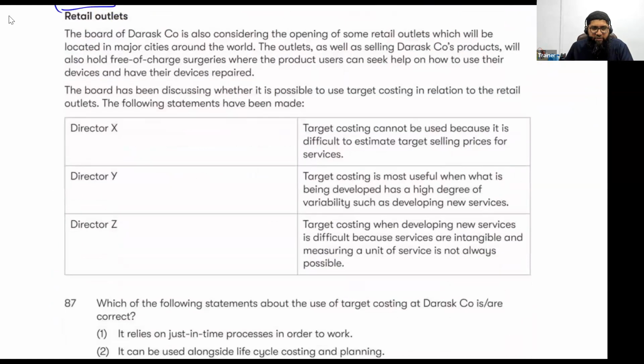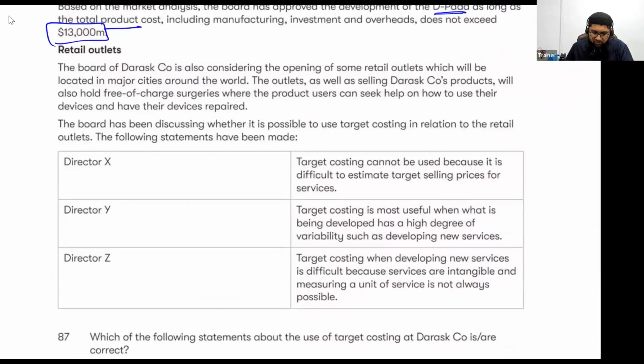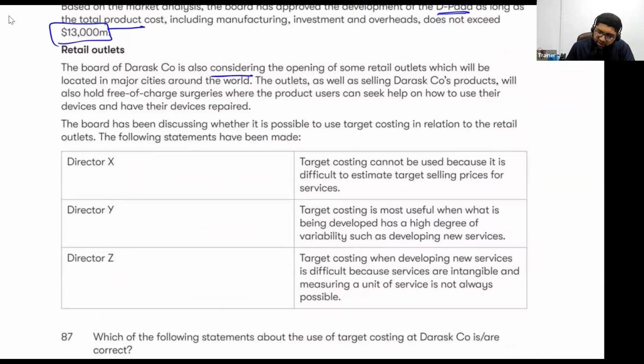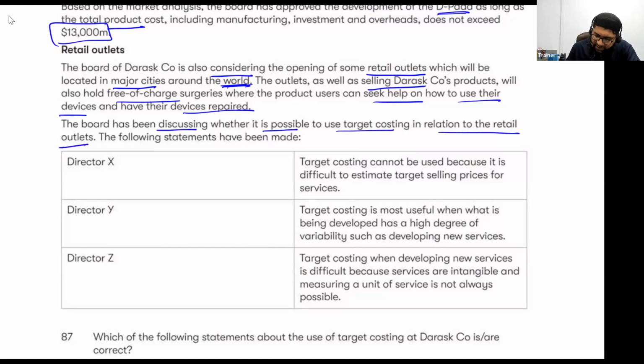With respect to retail outlets, that's what it says now. The board of Daras is also considering the opening of some retail outlets which will be located in major cities around the world. The outlets, as well as selling Daras company's products, will hold free of charge surgeries where the product users can seek help on how to use their devices and have their devices repaired. The board has been discussing whether it is possible to use target costing in relation to the retail outlets. The following statements have been made. Director X, Director Y, Director Z. Director X says target costing cannot be used because it is difficult to estimate selling price, and so on.